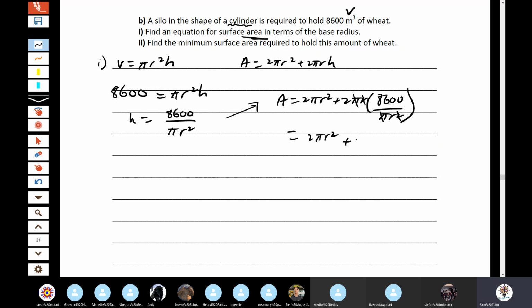2 pi r squared plus, what's that, 16, 17, 200? I think. Someone will tell me if it's wrong. On R. Yeah, it's all in terms of R. Pi can be there because that's just a constant. 2 is allowed to be there. It's just a constant. Are we happy with that?